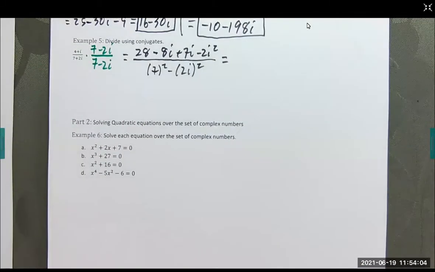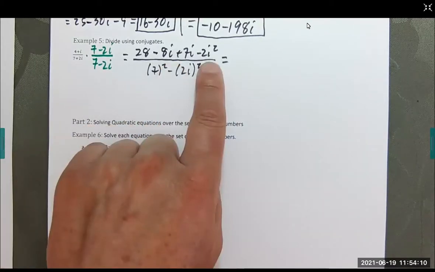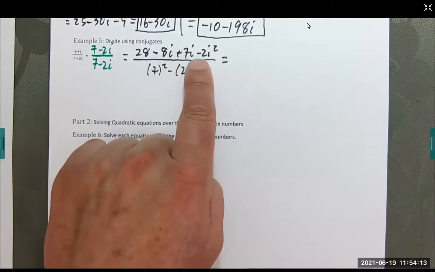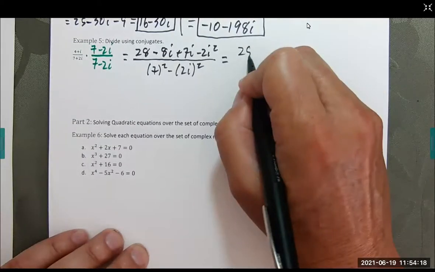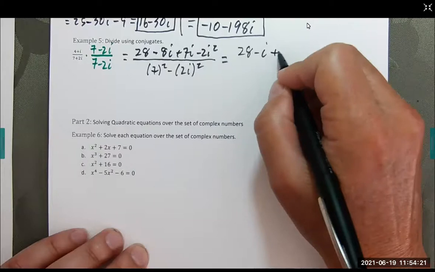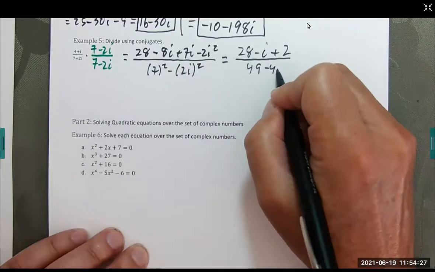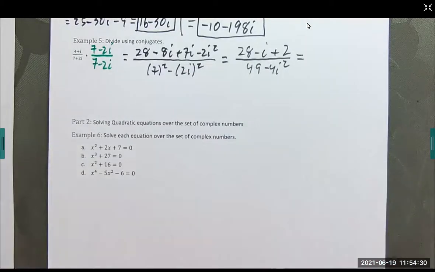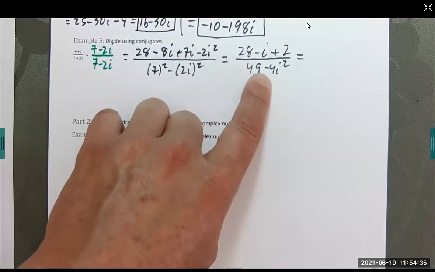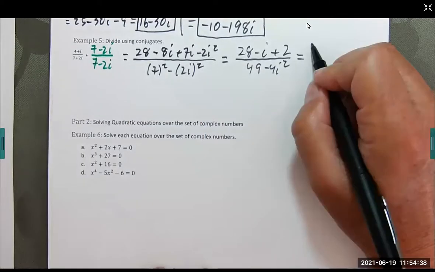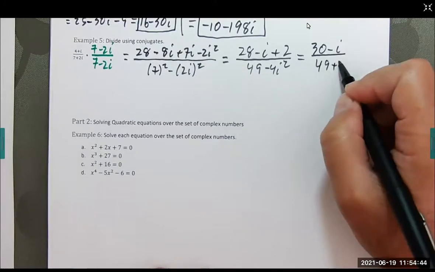Quite a few moving pieces for this one. Up top, I'm going to combine like terms. That i squared is going to become a negative 1, so that's going to make that a plus 2. And I'm going to go ahead and square these down here. Down below, that i squared becomes a negative 1, so that makes that plus 4. 49 plus 4 is 53.